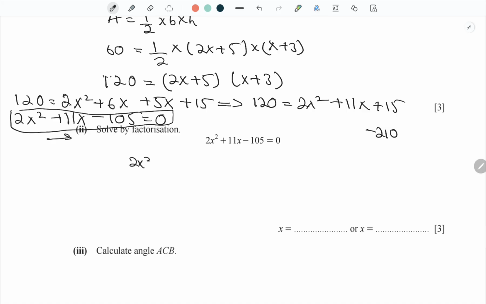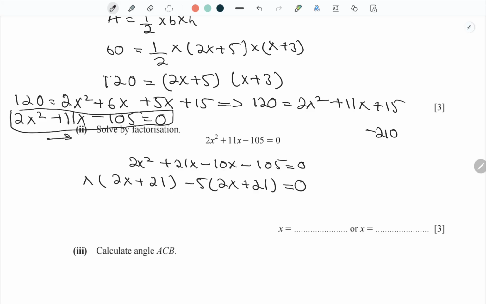So 2x square, and we have the plus 21x, and the negative 10x, and then negative 105 equals 0. When you multiply it, you get this one, and when you add or subtract this one, you get 11x, right? Now we take the factor into the first two, so that is x, so we get 2x plus 21, right? Now we take the negative 5, so we get the same 2x plus 21, that equals 0. So we have the two brackets here, x minus 5 and 2x plus 21, equals 0.